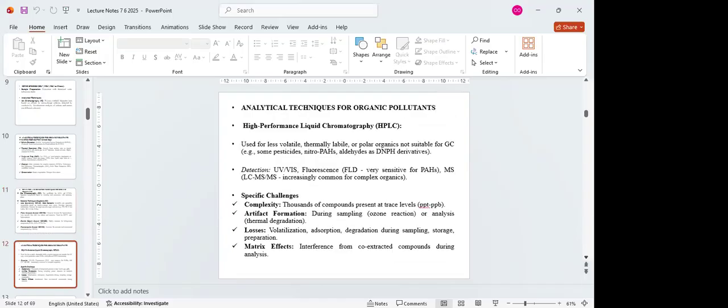Now, we also have the high performance liquid chromatography, HPLC. It is used for less volatile, thermally labile, or polar organics. Not suitable.